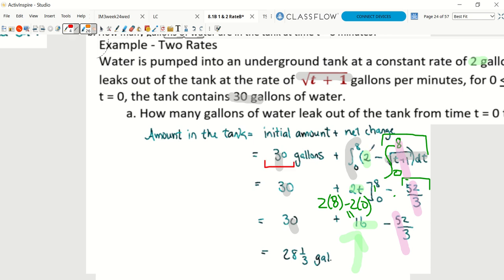So again, let's zoom out. Initial amount, and gain minus loss, aka two rates. This is the rate of gain, rate of loss. Integrate that, and you return the rates back to the amount level from 0 to 8 because it's 8 minutes. I said a lot of words for a very easy concept. Are you guys understanding what I'm saying?